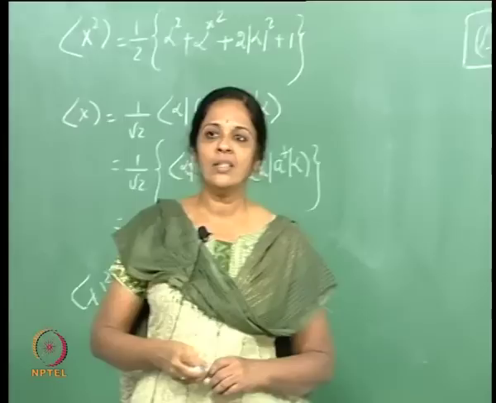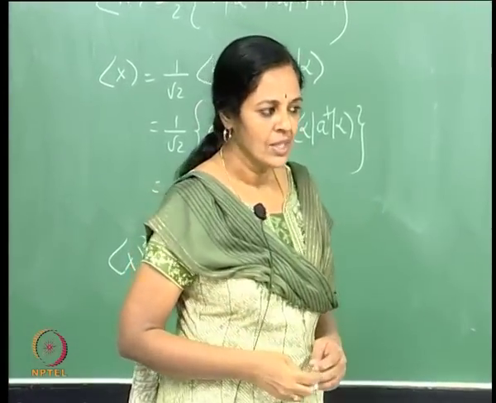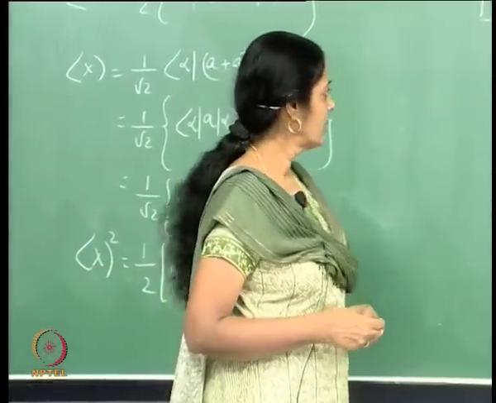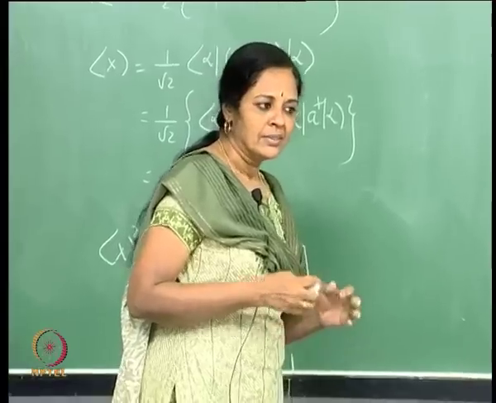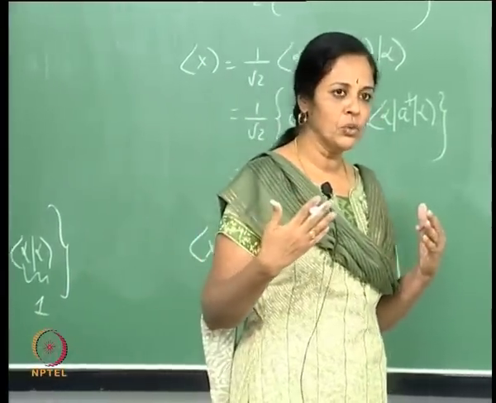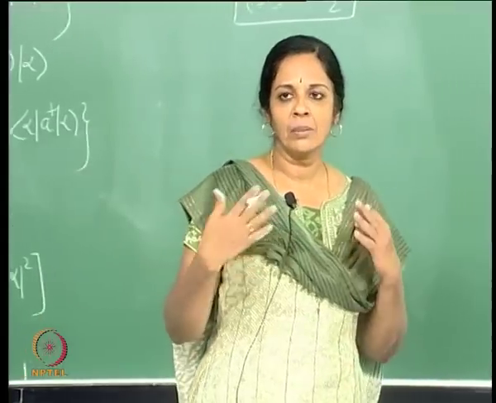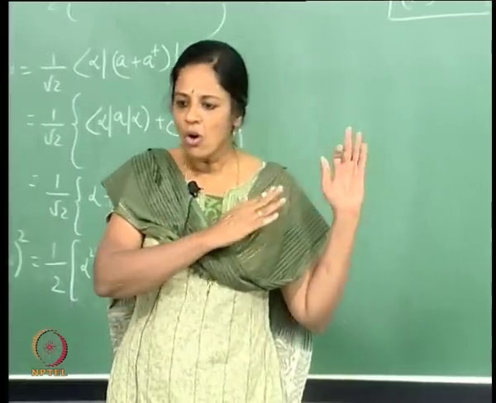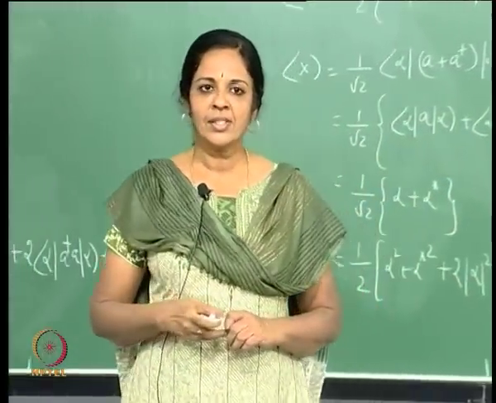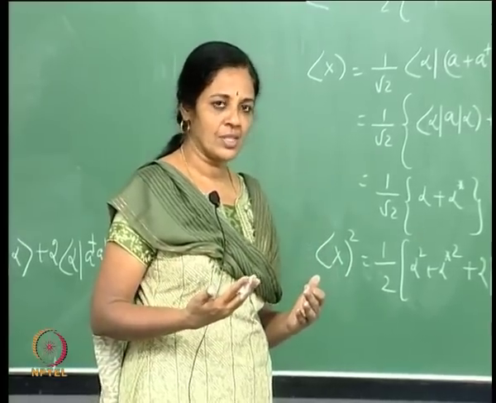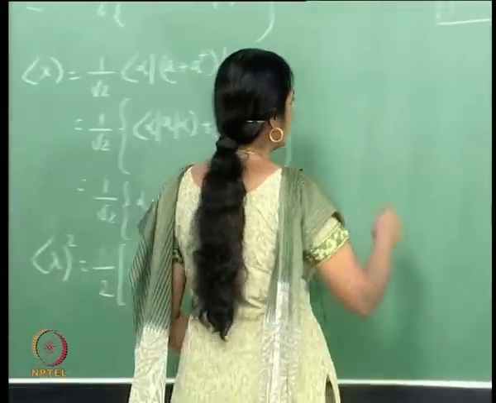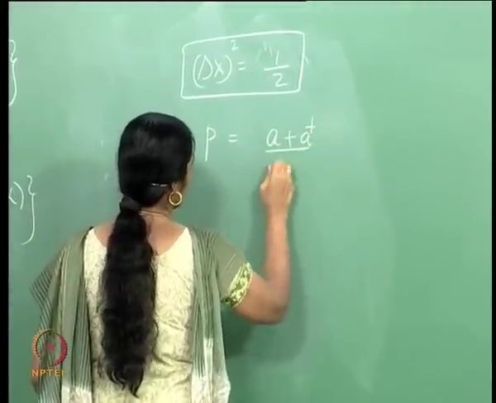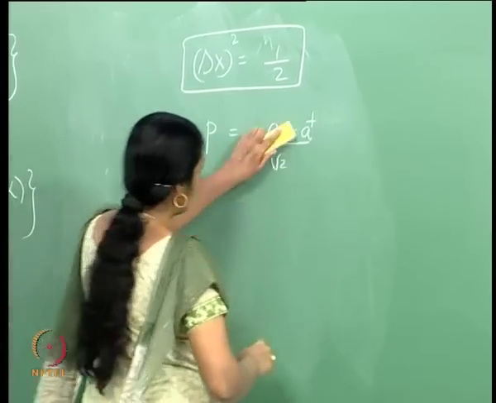the variance in P. Again, P in this context is related to the magnetic field and is not to be confused with linear momentum. I emphasize the fact that the framework that we used in terms of A and A dagger and the Hamiltonian is the same, be it the simple harmonic oscillator or the quantized electromagnetic field. The physical interpretations are different, and P is defined as A minus A dagger by root 2i.